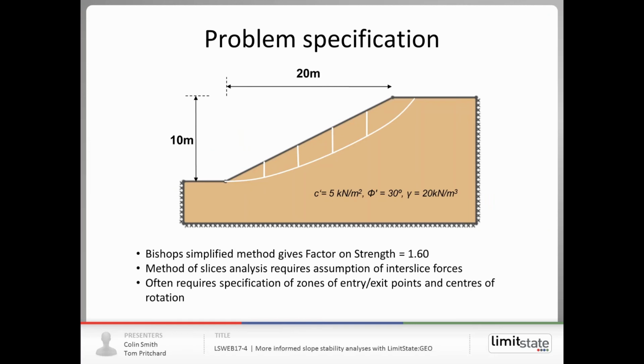Of a 10-meter high slope, 20 meters long, and a soil with c' = 5, phi' = 30, unit weight of 20. If you do a Bishop simplified method, you get a factor of strength of 1.6, but you do need to make some assumptions of interslice forces, and generally often you need to specify entry-exit points and centers of rotation. So we'll pull that one up on the software.